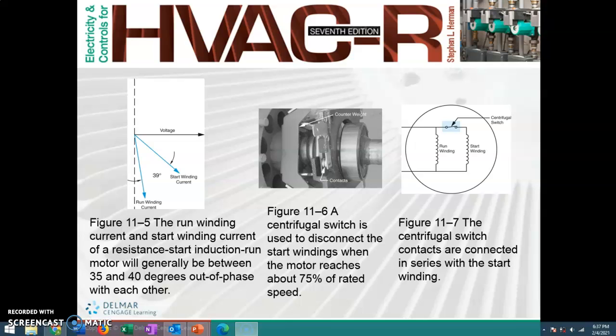Same concept, except we're pushing a bar out, and when that bar comes out, the set of contacts in the bottom of the picture open, removing the start winding from the motor circuit. At this point, it just runs on the run winding, continues spinning, everyone's happy. You'll notice on the drawing on the right, you can see the schematic where it shows a normally closed, open on rise, or so on this it would be open on rise, speed switch, heading to the start winding.